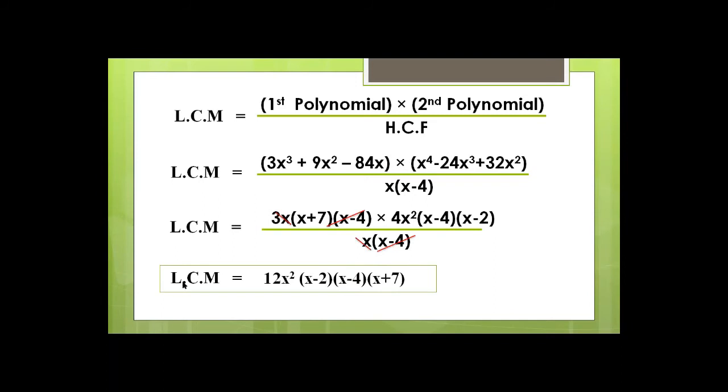So first we factorize the first polynomial, then we factorize the second polynomial, then we identify the HCF. Then by using this equation, we find the LCM.